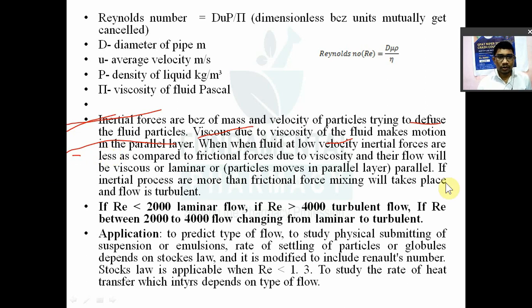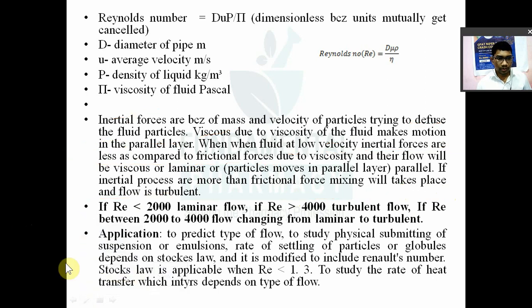So when the fluid is at a low velocity, inertial forces are less as compared to frictional forces, meaning frictional forces are more. Frictional force is the force of viscosity. So frictional forces are more, inertial forces are less, and again your fluid will have a streamline flow, laminar flow or viscous flow. Now if inertial forces are more than the viscous forces, mixing will take place and the flow will be turbulent flow.